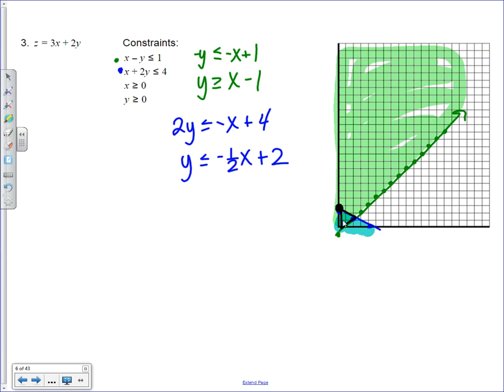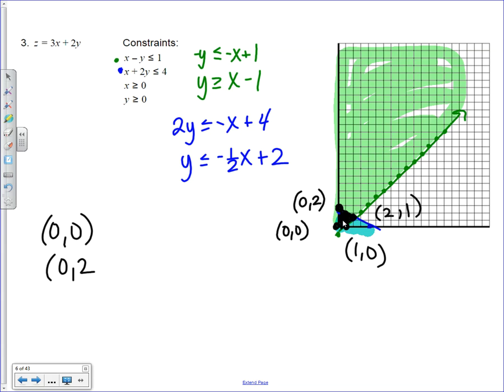Okay, so I have this point, I have this point, I have that point, and that point. So this is what I'm looking at. It's not a triangle because of that piece on the bottom. I have 0, 0, I have 0, 2, I have, what is that, 2, 1, and down here I have 1, 0.